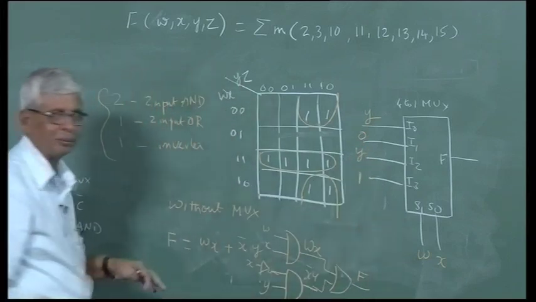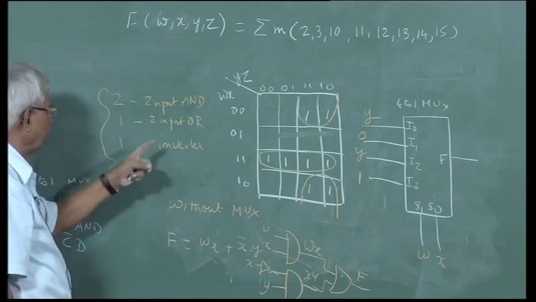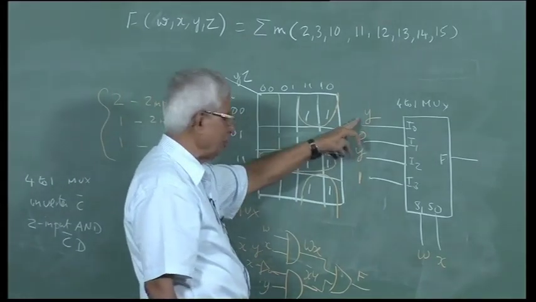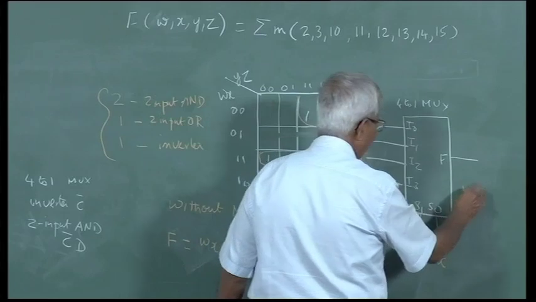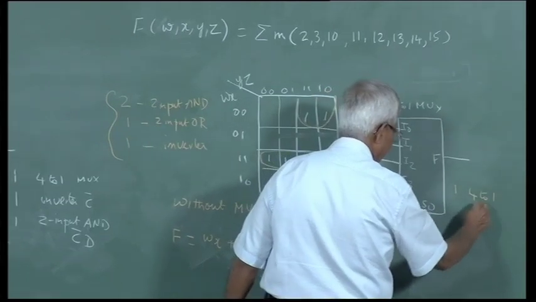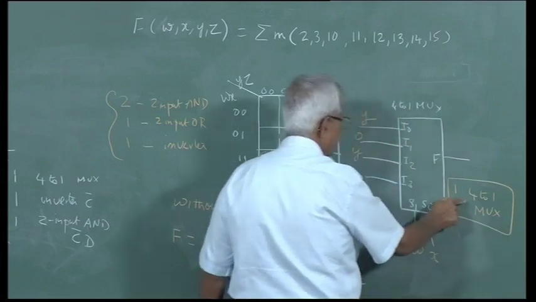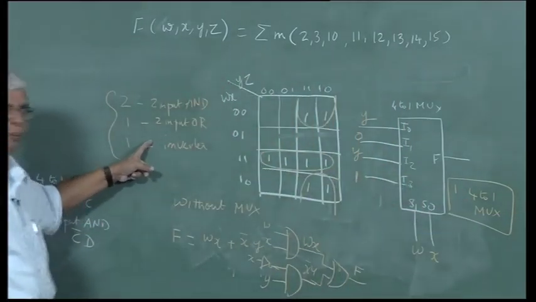Now which is better? Tell me. In one case I am using two input AND gates, one 2 input OR gate, one inverter. The other one I am not using any gate. Y is available, 1 is available, 0 is available, only a 4 to 1 mux. This is hardware requirement using multiplexer. This is hardware requirement without multiplexer.